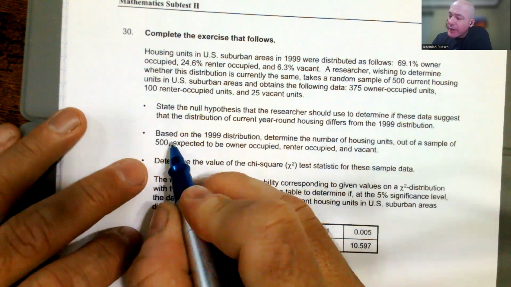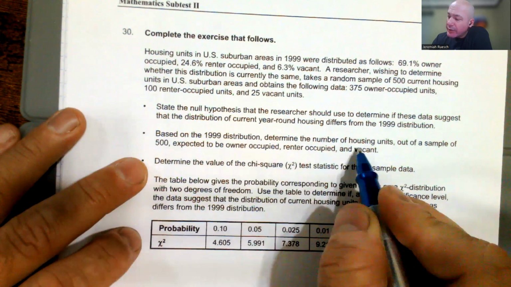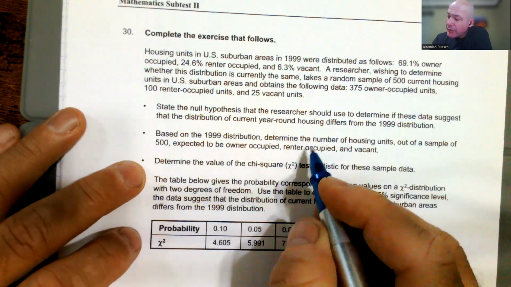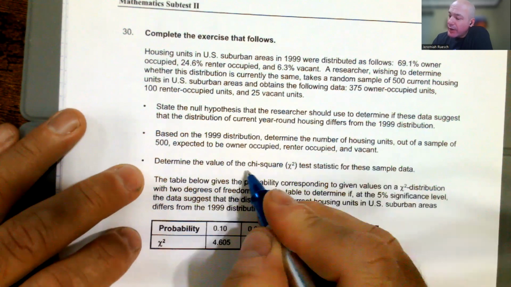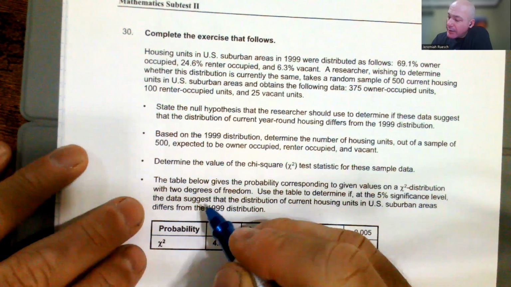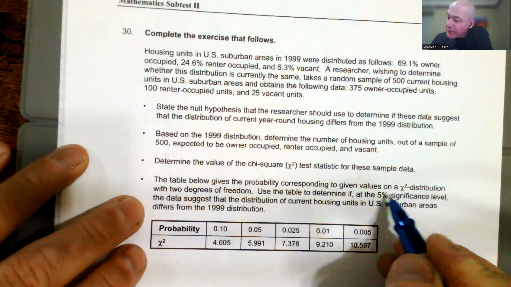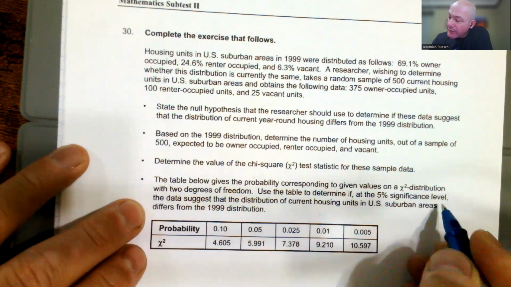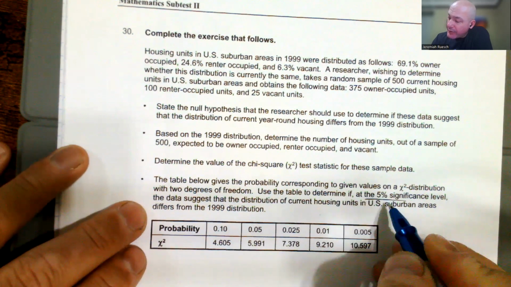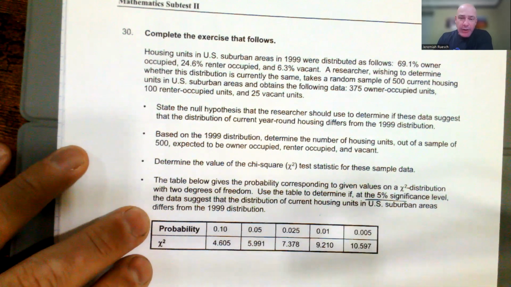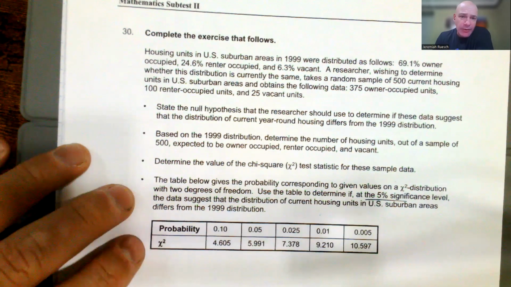The second part is, based on the 1999 distribution, determine the number of housing units out of the sample of 500 expected to be owner occupied, renter occupied, and vacant, and determine the value of the chi-square test statistic for these sample data. The table below corresponds to a distribution with 2 degrees of freedom. Use the table to determine whether, at the 5% significance level, the data suggest a difference. So this basically walks us through what we're supposed to do.